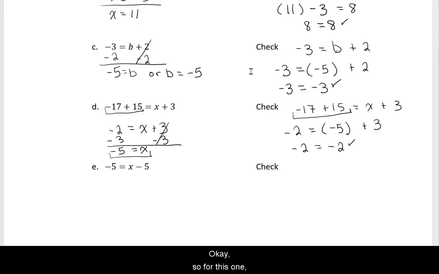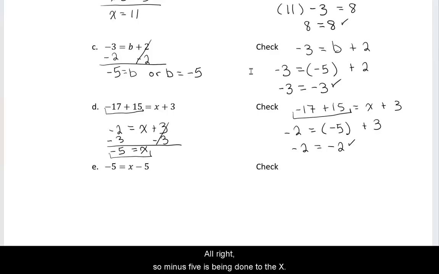Okay, so for this one, unlike D, there's nothing I can combine on each side of the equal sign, right? There's a single, it's called a constant. So a number, basically, without a variable connected to it, is called a constant. There's nothing to combine on the left. On the right-hand side, I have a variable and a constant, which means I can't combine them. So I am ready to go ahead and move across the equal sign.